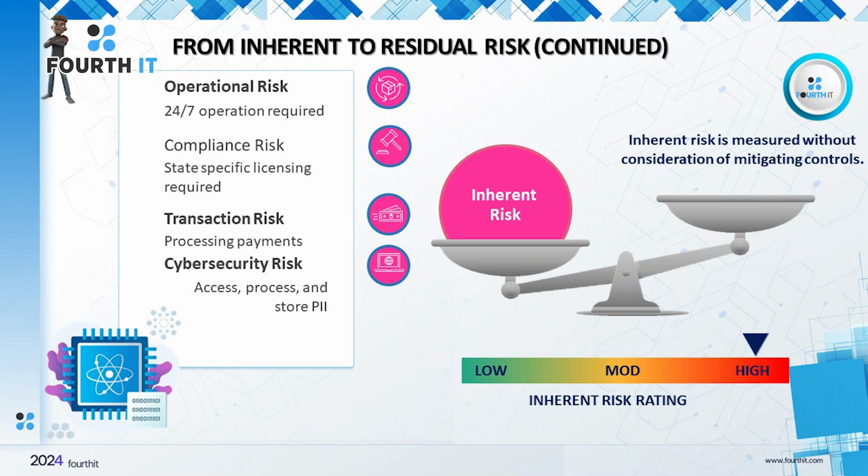Now, from inherent risk to residual risk. Remember, inherent risk is measured without considering the mitigation controls or the controls that are involved, and that is why we call it inherent risk. In inherent risk, we have not consulted the mitigation factors. We are only looking at the inherent risk that is involved, and that is what is going to give us the inherent risk rating.